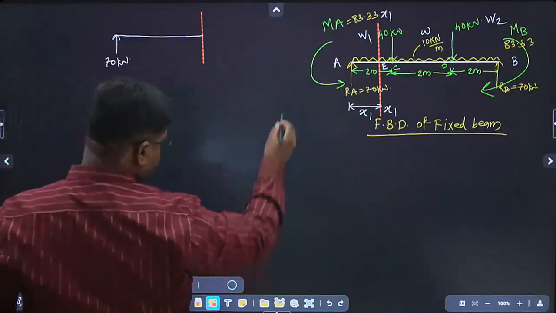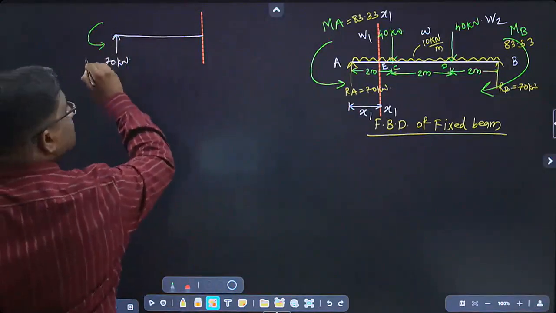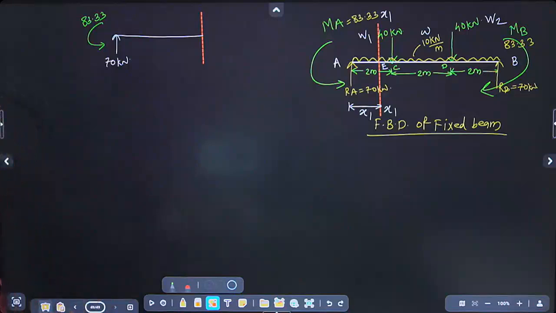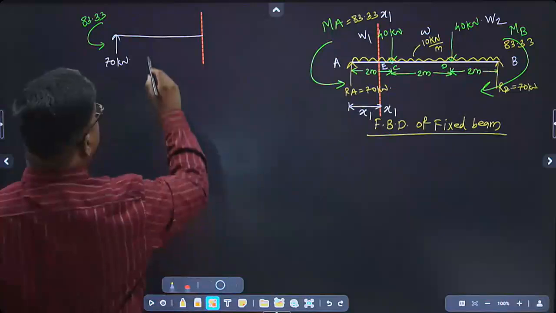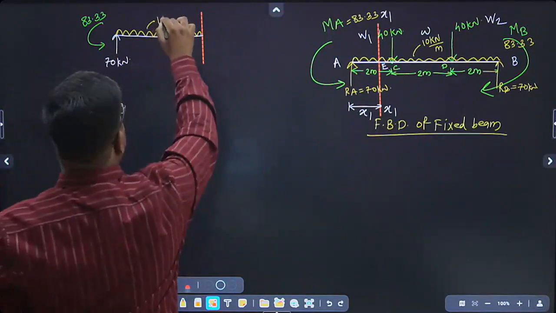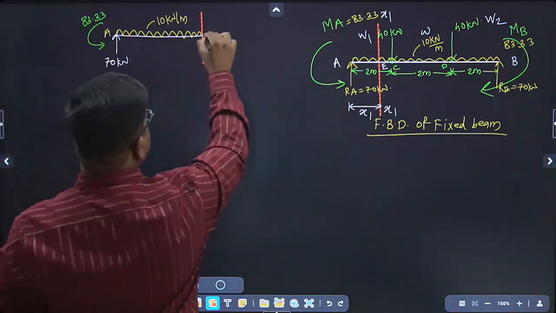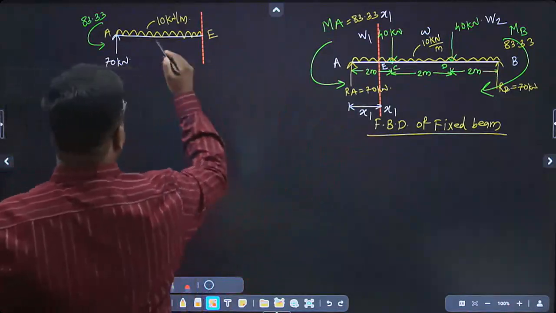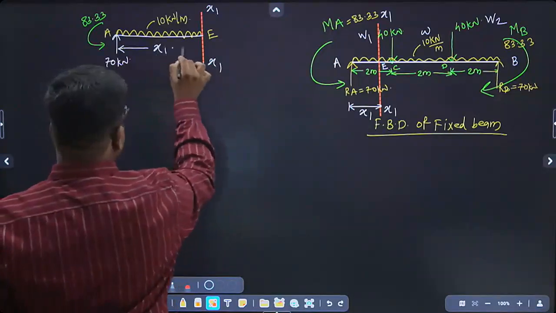Next, this is MA, the fixed end moment, that is 83.33, and UDL is acting. Okay. UDL is acting having intensity 10 kilonewton per meter, and this point is A, this point is E, means point of contraflexure. Okay, and this distance is x1. This section is x1, and this distance x1 we have to find out.